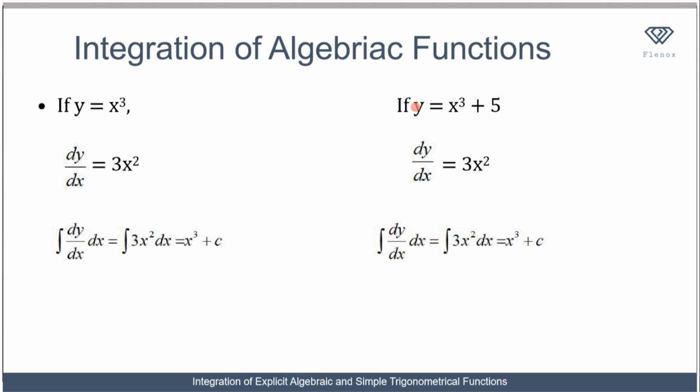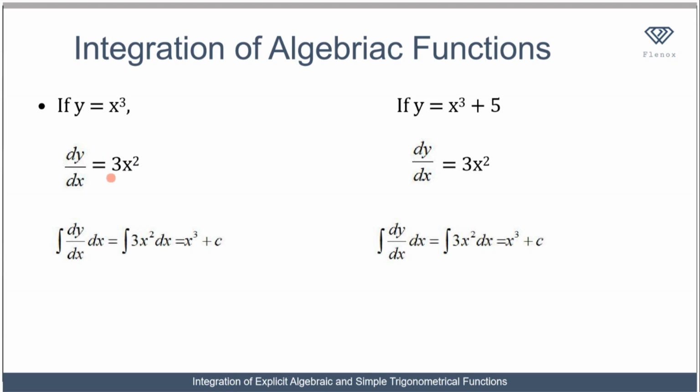So now let's go to the second function in which we are told that y is equal to x cubed plus 5. When we differentiate this, we know that x cubed becomes 3x squared and our 5 becomes 0. So I've said that integration is just the reverse of differentiation. So let's try to integrate this function back.